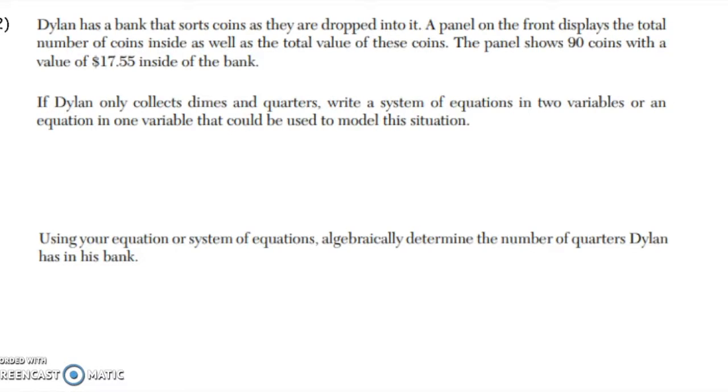Dylan has a bank that sorts coins as they are dropped into it. All right, the panel on the front displays the total number of coins inside as well as the total value of these coins. So we got 90 coins in total and a total of $17.55. All right, Dylan is only collecting dimes and quarters, so we got some D and Q. So we're going to let D be the number of dimes in the bank, and we're going to let Q be the number of quarters in the bank.